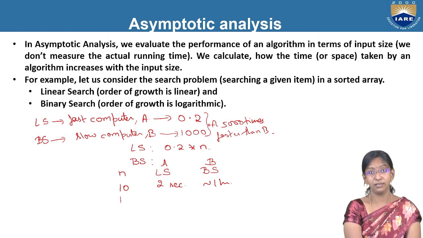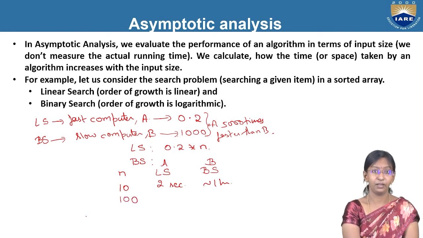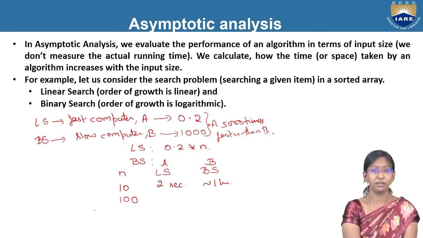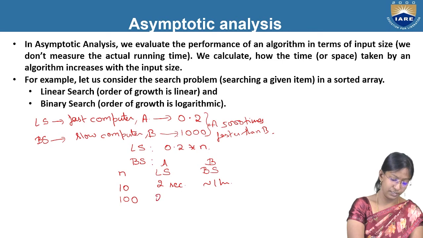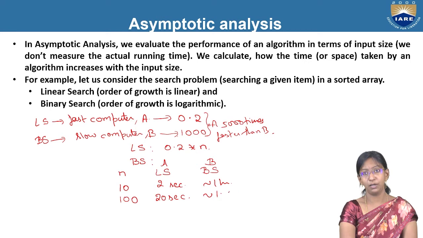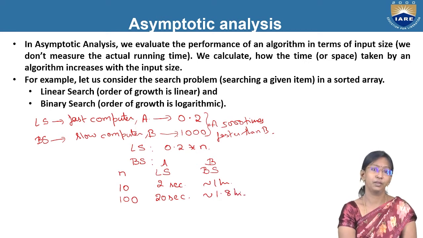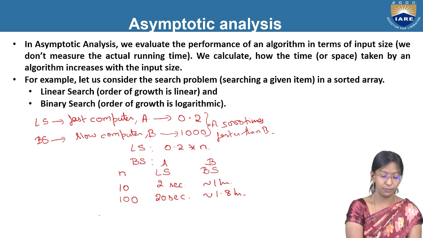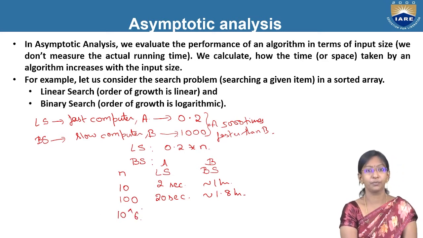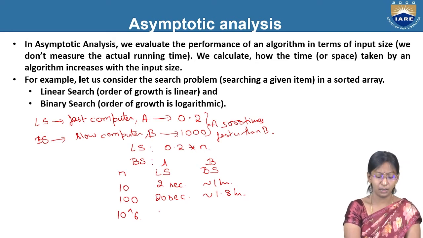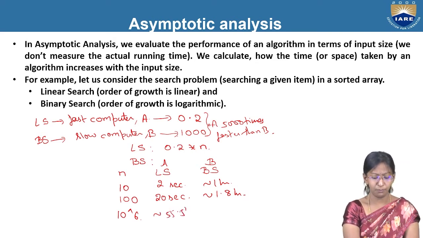If I increase the size, say the value of n is 100, and the number of test cases is 100, then linear search will take 20 seconds, whereas this will take approximately 1.8 hours. If I increase the value of n exponentially, say 10 power 6, that is 1 followed by 6 zeros, then my linear search will give me an approximate 55.5 hours.